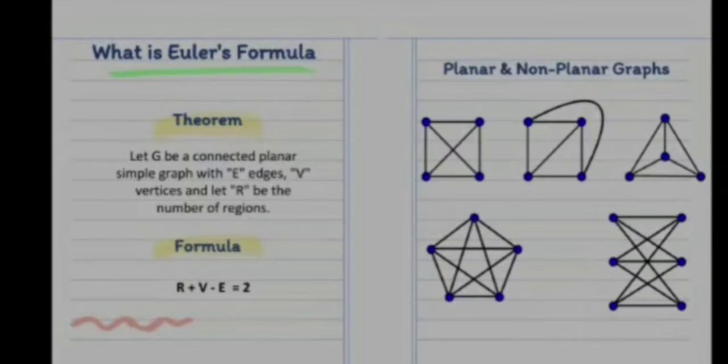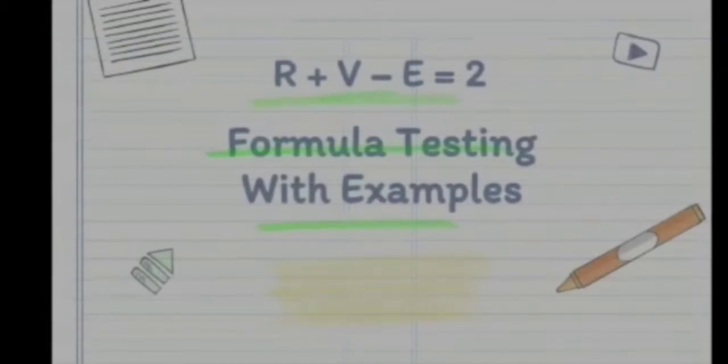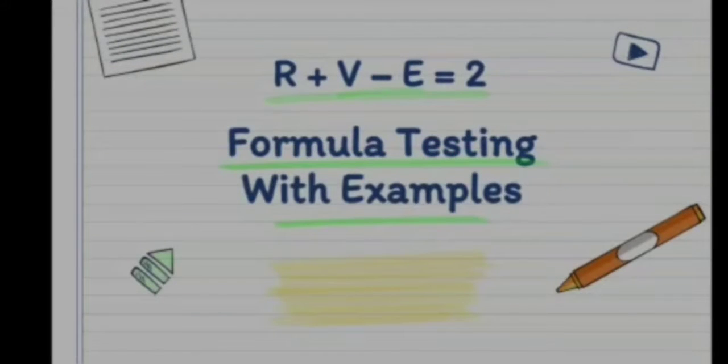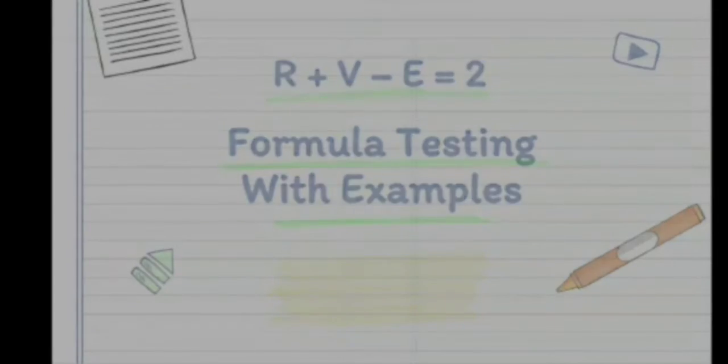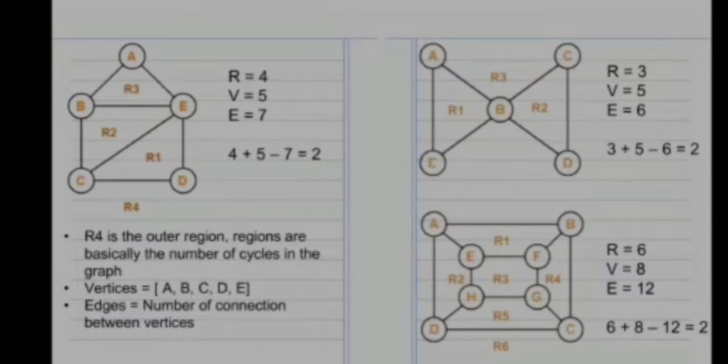Now we'll move on to test some examples using Euler's formula. As stated by Zain, Euler's formula is r plus v minus e equals 2, where r is the number of regions, v is the number of vertices, and e is the number of edges. So over here we'll take simple planar graphs, and as we can see on our left side, we have a diagram that has vertices A, B, C, D, and E. And now in this simple planar graph, we have a total of 4 regions.